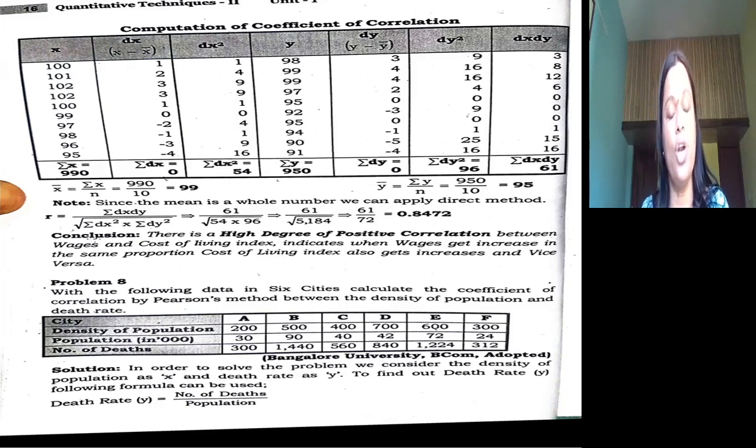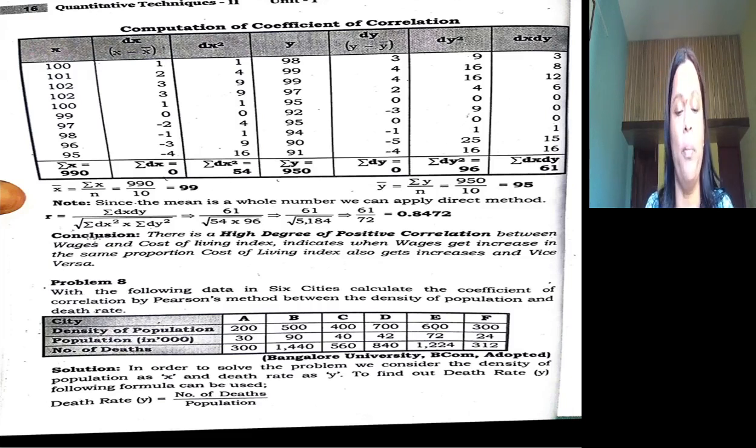So now we will see the next problem. In your notes, it is problem number 8. With the following data, in 6 cities, calculate the coefficient of correlation by Karl Pearson method between density of population and death rate. Try to understand. Density of population and death rate. Density of population is given, but death rate is not given. Instead, what is given? Number of deaths and population. So when you divide number of deaths by population, definitely you will arrive at the death rate. Try to understand. So it is clear.